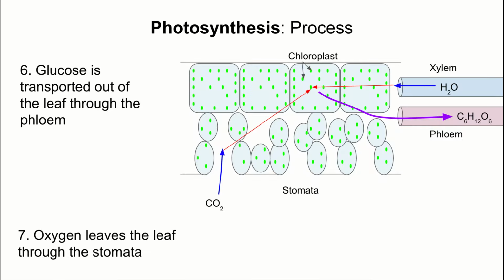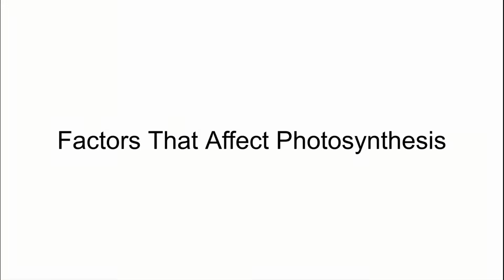Step 7, oxygen leaves the leaf through the stomata. There it goes. Oxygen just leaves and it's out. And that's the process of photosynthesis. So our next section is what affects this process. Photosynthesis, a chemical reaction, can go at different speeds, and there are different things that affect the rate or the speed that photosynthesis happens, or when photosynthesis happens, or how fast photosynthesis happens.